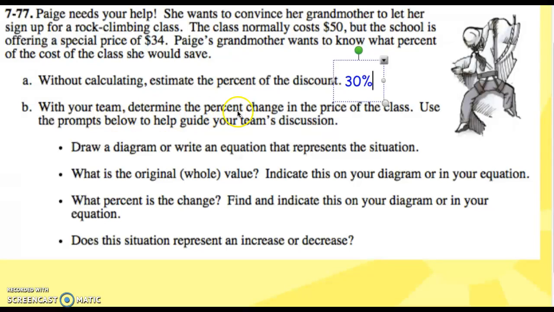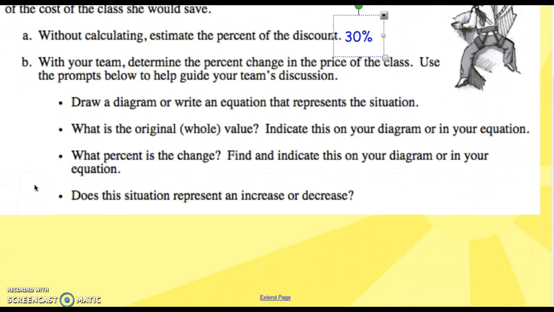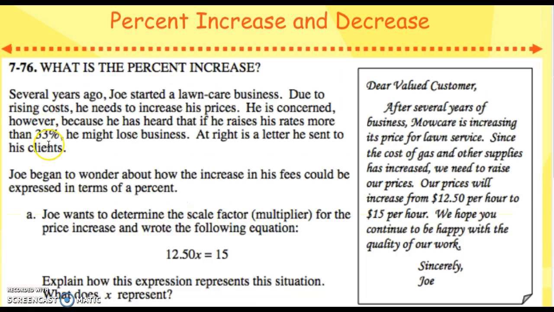B says, with your team, determine the percent change in the price of the class. Use the prompts below to help guide your team's discussion. First, it says to draw a diagram or write an equation that represents the situation. So I think that if I look back at my original, I like this equation here better because I have just a simple equation and it might be easier to solve.